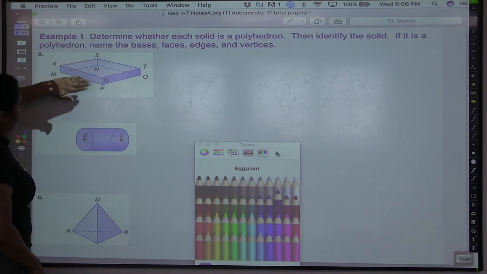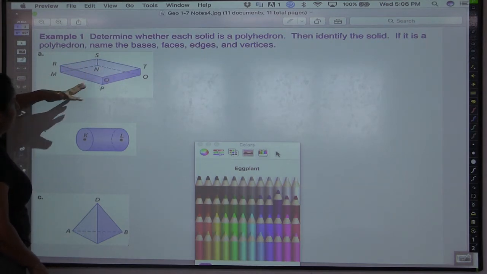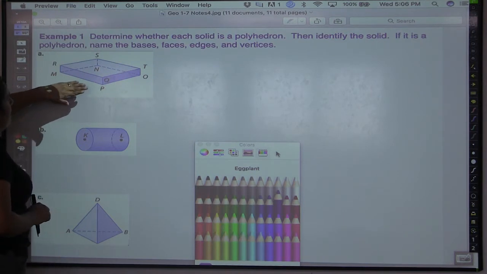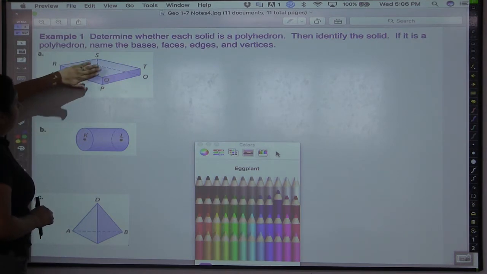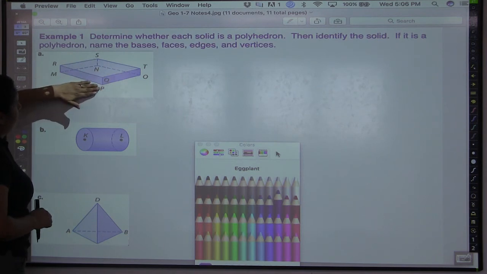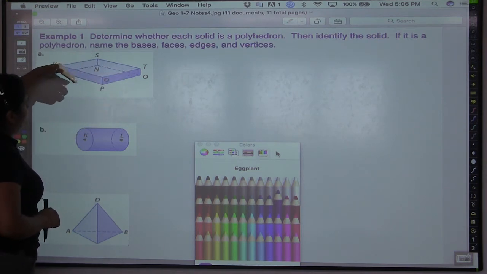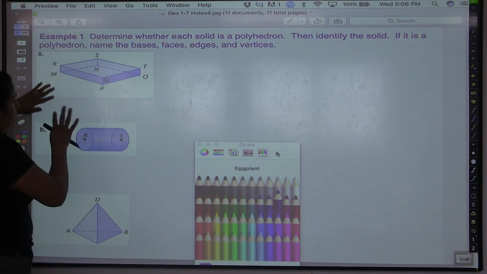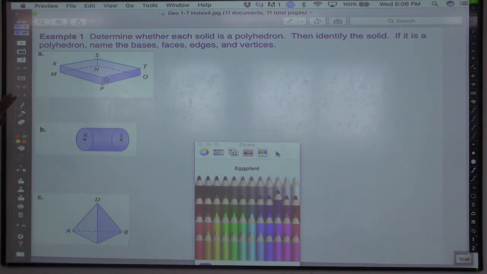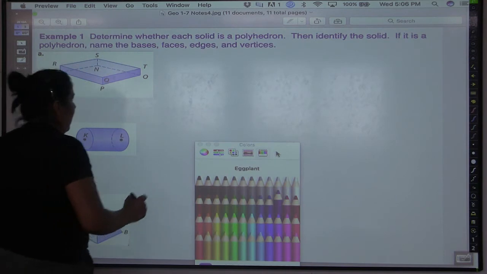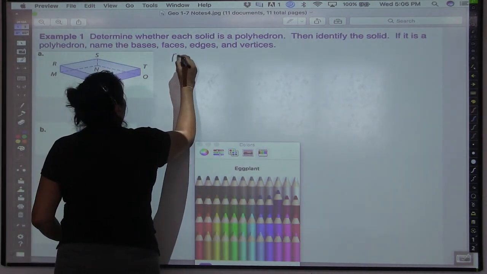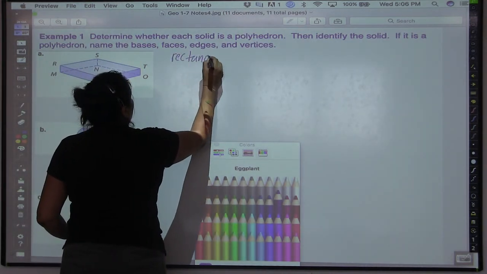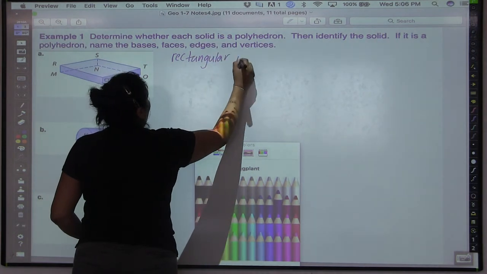Since all of the faces are rectangles, it doesn't really matter which one you consider the bases, but they are parallel: the top base and the bottom base, or the front and the back, or the left and right. Any way you look at this, you're going to have rectangular faces on all sides. So this is what we call a rectangular prism.